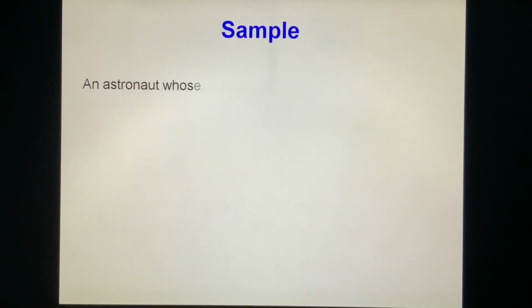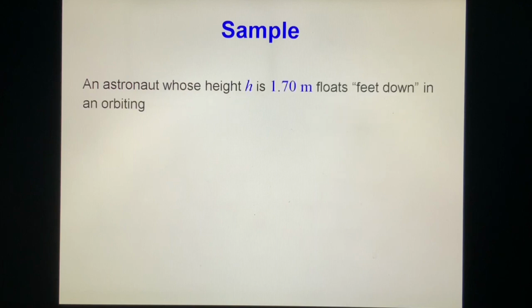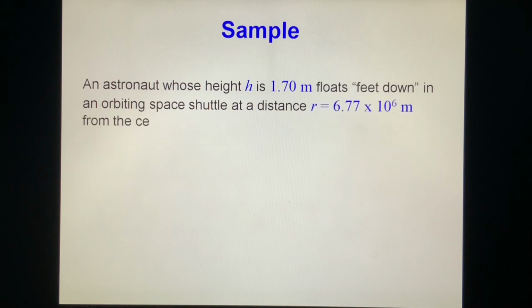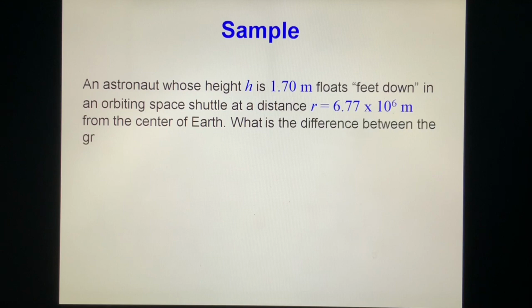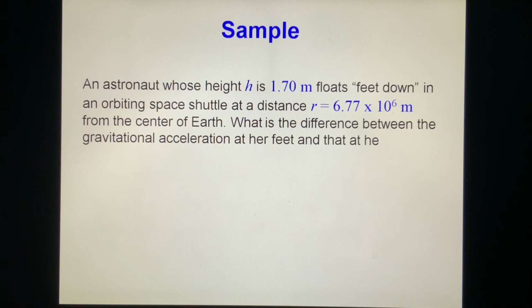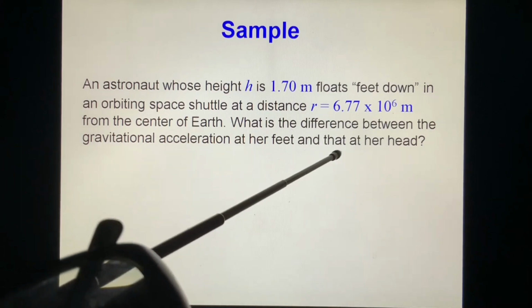Sample. An astronaut whose height h is 1.7 meters floats free in an orbiting space shuttle at a distance r of 6.77 times 10 to the 6 meters from the center of Earth. What is the difference between the gravitational acceleration at her feet and that at her head?